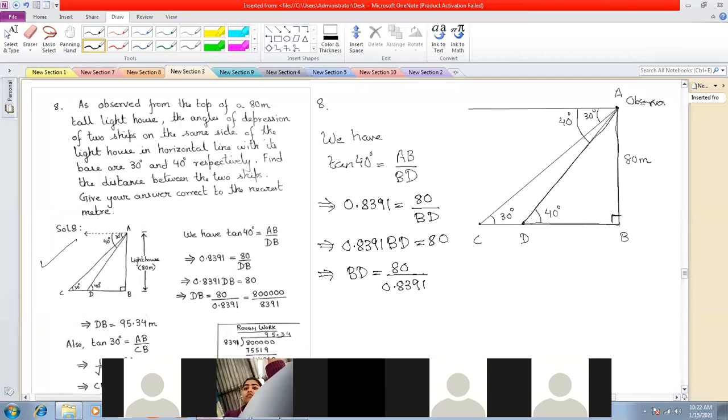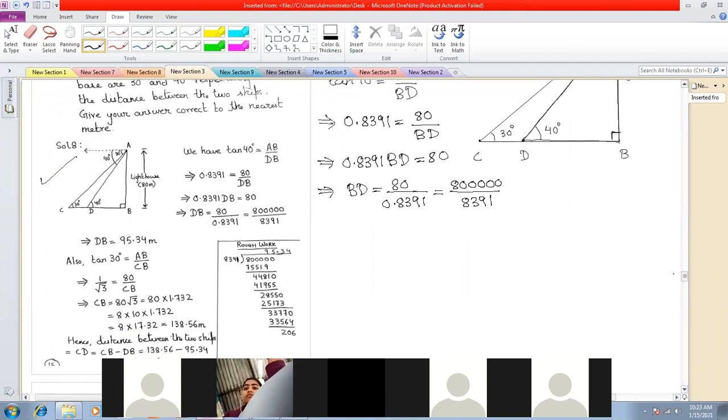0.8391. Now, if you shift the decimals, you put 4 zeros on top. So we're getting this fraction. So don't be shy of division, your long division that you have done in your class 3 and 4. You can apply long division here, as I have shown in the rough work. You'll show this long division in your rough work, even in your exams. And you can find this out to be 95.34 meters.